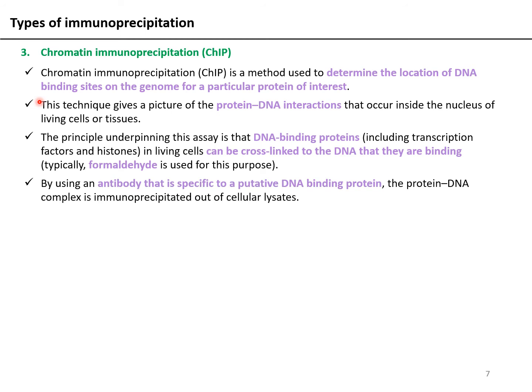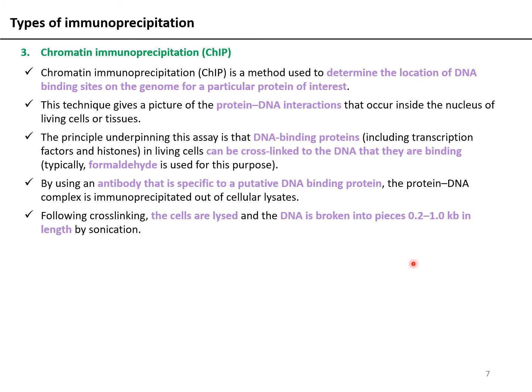So by using an antibody that is specific to a putative DNA binding protein, the protein DNA complex is immunoprecipitated out of the cellular lysates. Following cross-linking, the cells are lysed and the DNA is then broken down into pieces typically 0.2 to 1 kb in length by sonication. Now, why do you have to break down the DNA?